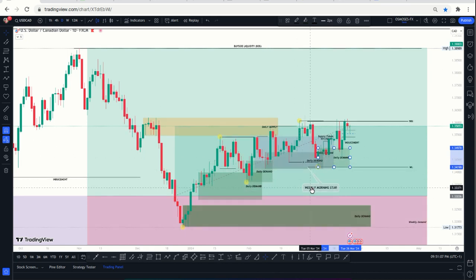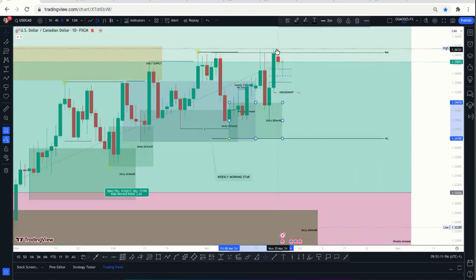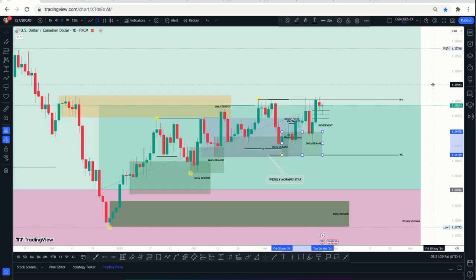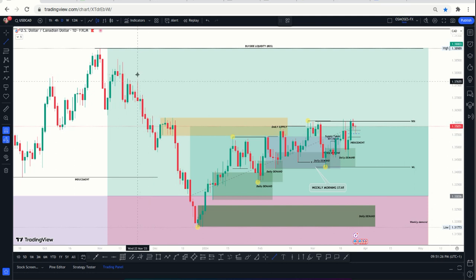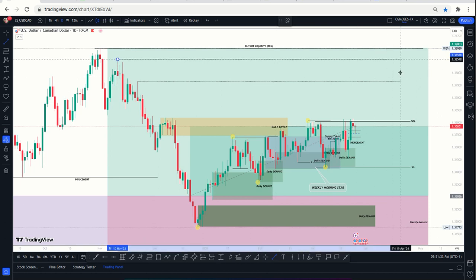Meanwhile, on the weekly, we have this morning star, which also signifies. So, what do we have? This is Monday. Tuesday tapped into the fair value gap and pushed up. So we are heading for at least all this buy side liquidity, this one here first, this one next. These are the liquidity that we are looking to take out.